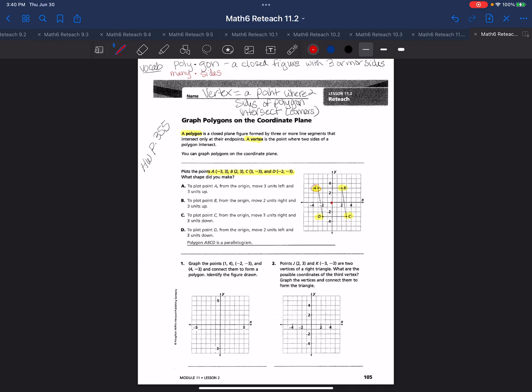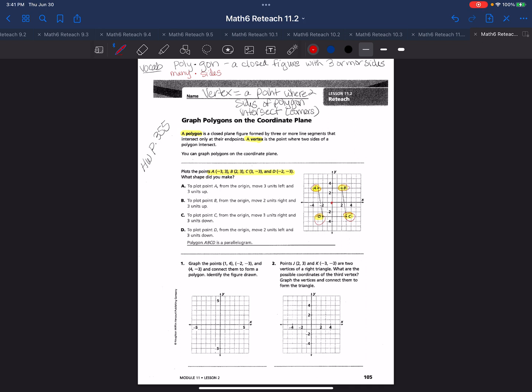To plot B, I start at the origin and move 2 units to the right, and then up 3 units, because that point is 2, 3. To plot point C, start at the origin, move 3 units to the right, and then 3 units down to get C. And again, I start at the origin to plot point D, and I go to the left 2, and then down 3 because it's -3, to get D.